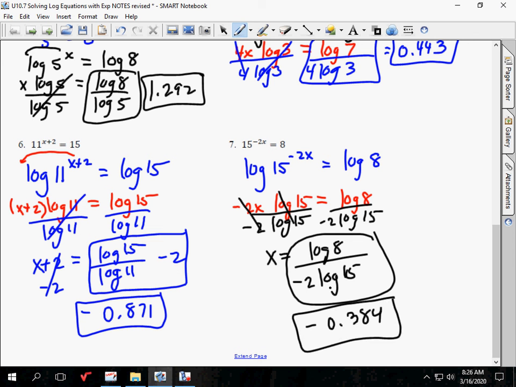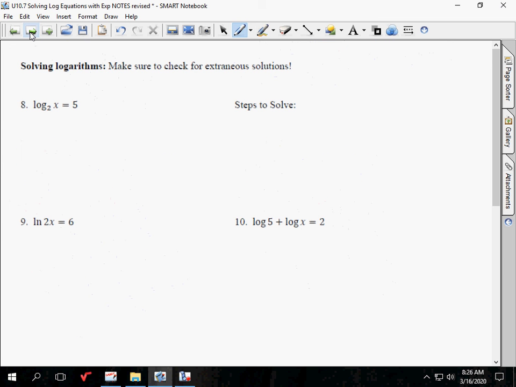Okay, you could also hit log 8, divided by, open parentheses, negative 2, log 15, close it, and I think you have to do 2 closes, and then hit equals. All right, so go ahead and try that on your calculator. All right, so go ahead and turn it over.